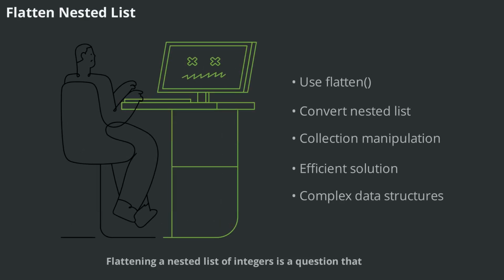Flattening a nested list of integers is a question that tests your ability to work with collections and higher-order functions. By using the flatten function, you can convert a list of lists into a single list. For example, [1, 2, 3], [4, 5, 6] becomes 1, 2, 3, 4, 5, 6. This problem demonstrates your skill in handling complex data structures and writing concise code. Interviewers look for efficient solutions and your ability to use built-in functions. Practicing this prepares you for more advanced collection manipulation.